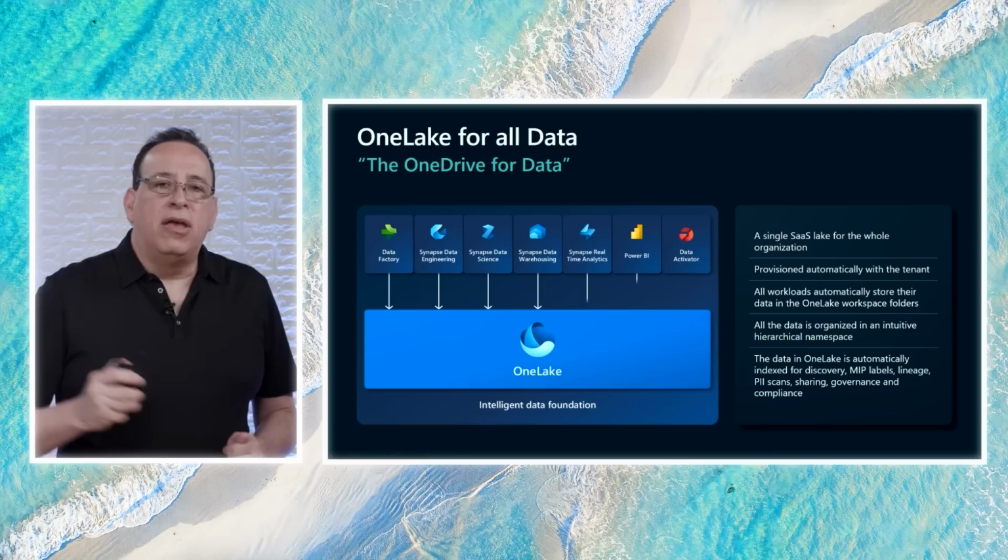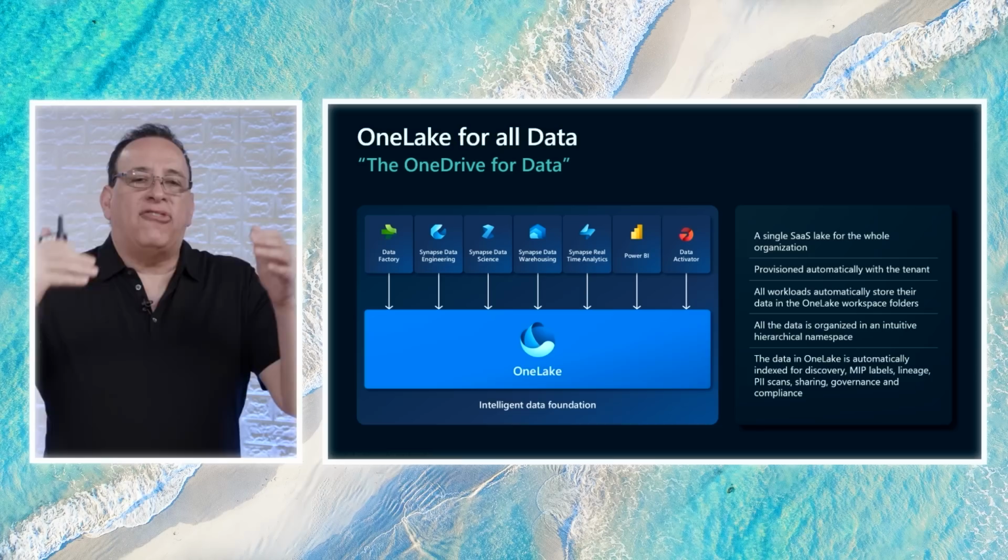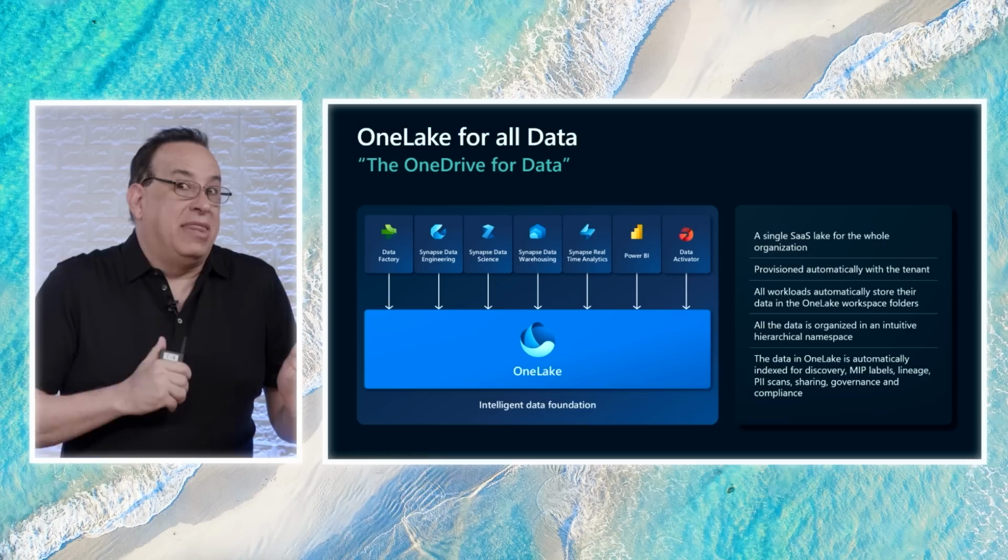You know, it just shows up. Just like you have an Office 365 and it just has OneDrive, same here. You have the Fabric tenant and it just has OneLake. You never buy OneLake, it's always there. You cannot buy another OneLake, there cannot be two OneLakes. You know, mathematically it doesn't work, there's only one OneLake.